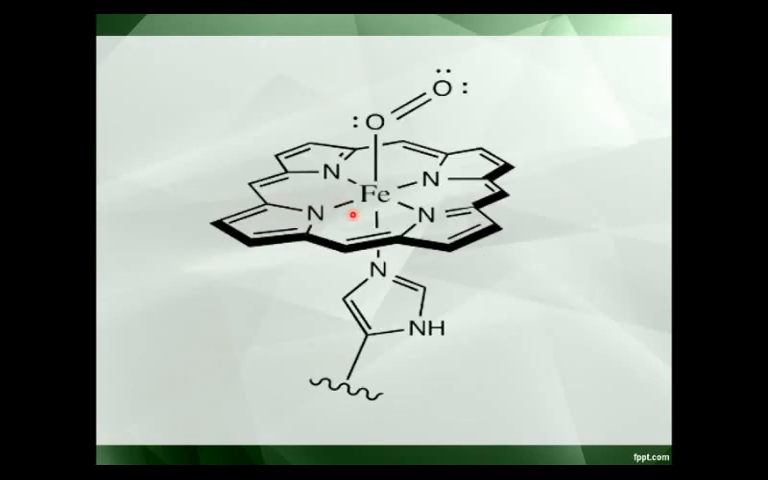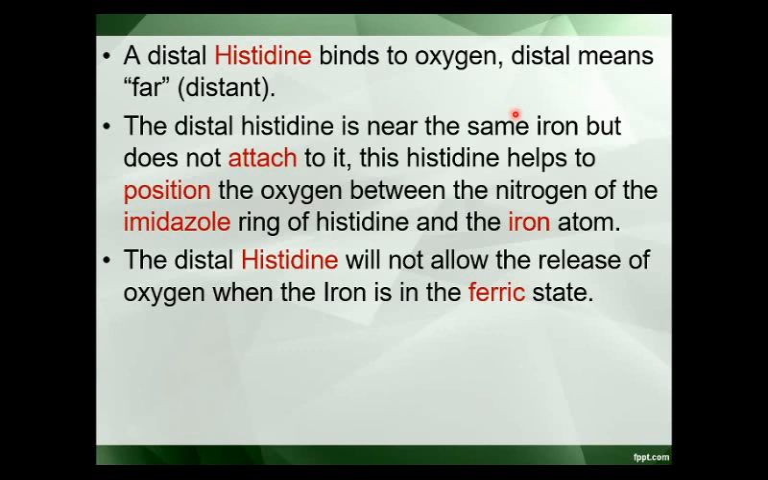Here you can see the fifth binds with the histidine. This is the imidazole group of the amino acid histidine which is present in the protein chain. And the sixth coordination site of the iron binds with the oxygen molecule. A distal histidine binds to the oxygen. Distal means far. The distal histidine is near the same iron.